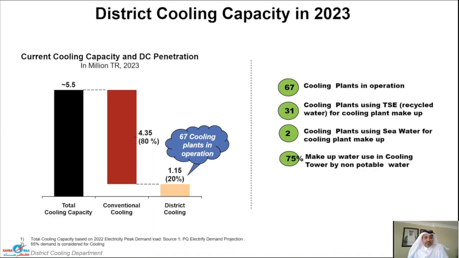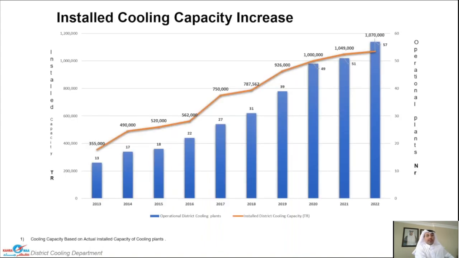This is just to show the district cooling capacity in Qatar. In 2023, we have 5.5 million tons of refrigeration as all cooling systems in Qatar, and almost 20% of it, about 1.1 million, is by district cooling. We have 67 district cooling plants in Qatar for the time being. The graph shows from 2013 up to 2022 how the district cooling capacity increased. We started with 355 tons of refrigeration, and now we have almost more than 1 million.